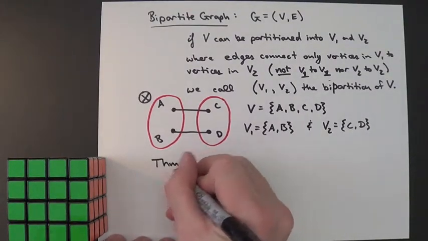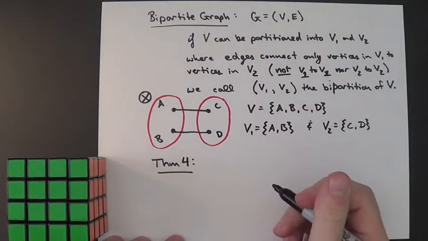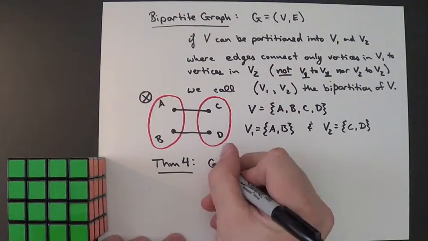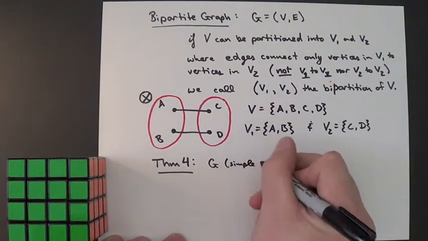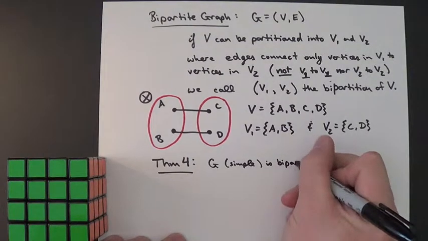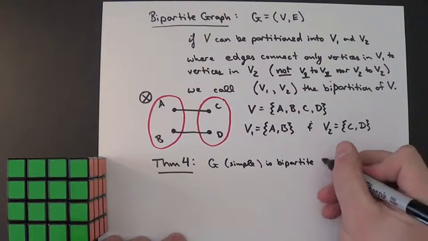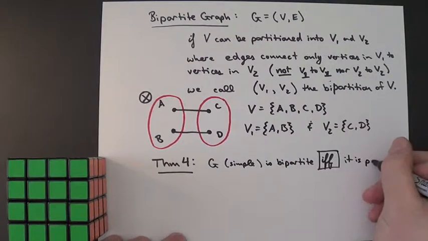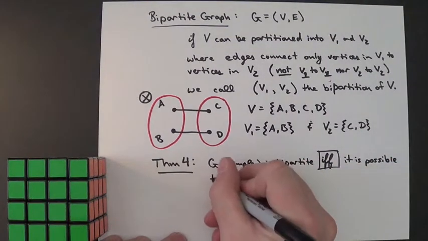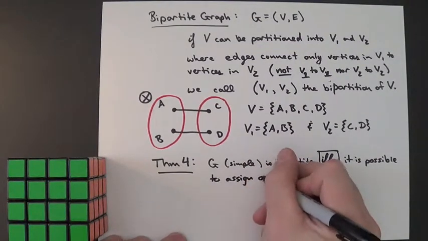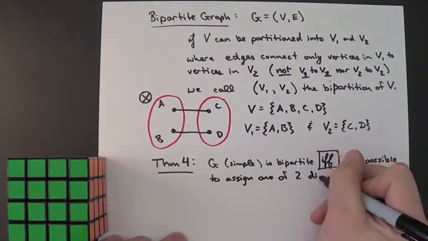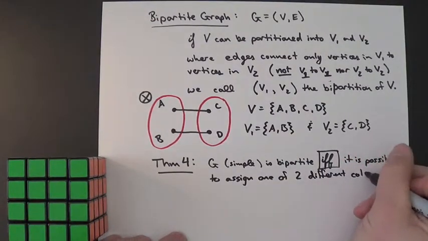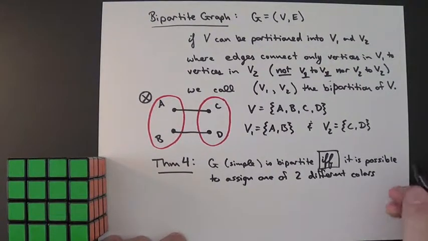Theorem 4 goes a little bit more in depth with this. That is, a simple graph G is bipartite if and only if it is possible to assign one of two different colors to each vertex, so no two adjacent vertices are assigned the same color.